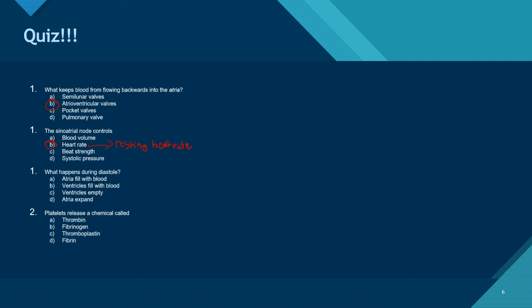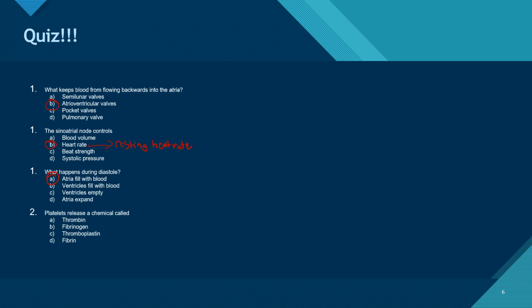What happens during diastole? If you go all the way back to 4.1, you remember there's systole and diastole. Essentially, what happens during diastole is our atria fill up with blood. That's the first part, when the atria are filling up with blood, and then when they contract, the blood goes out.